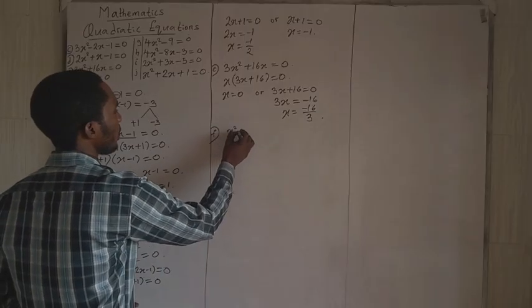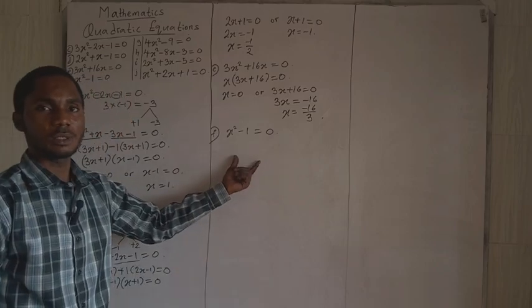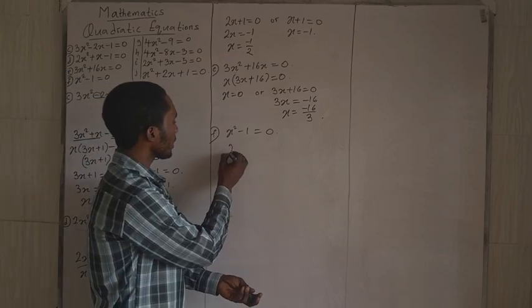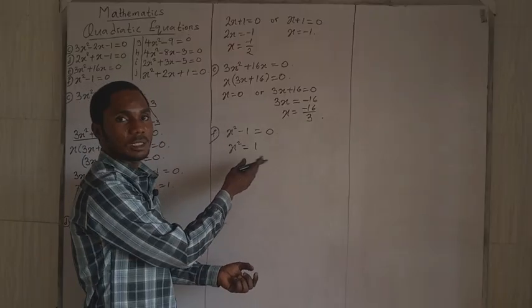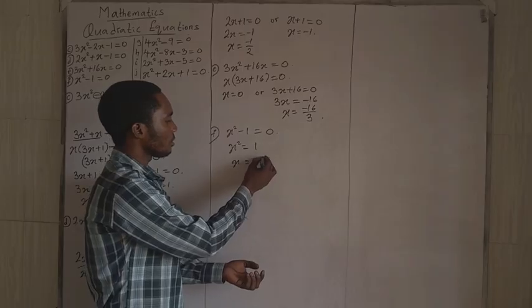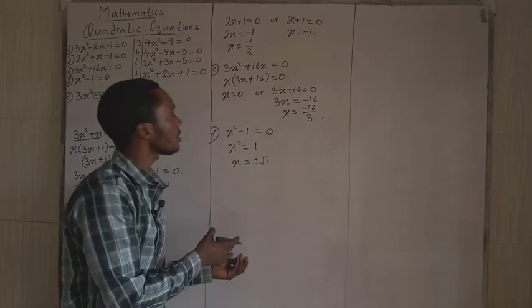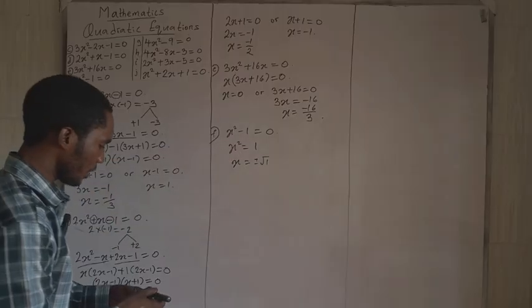X squared minus 1 is equals to 0. To solve this quadratic equation, we can have it as x squared is equals to 1. We have square here. Let's find the square root of both sides. This will be x is equals to plus or minus root 1. But under this factorization, we are to factorize.